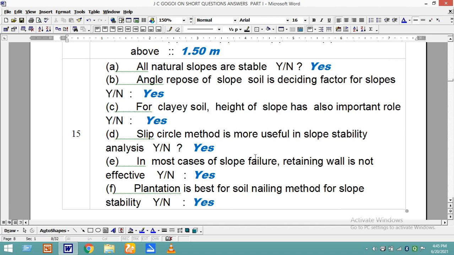In most cases of slope failure, a retaining wall is not effective, so the answer is yes. Plantation is best for soil nailing method for slope stability. It is yes, plantation is the best suitable method for soil reinforcement as well as to absorb soil moisture during the monsoon period.